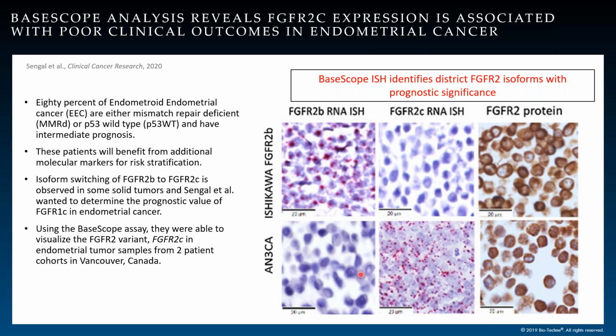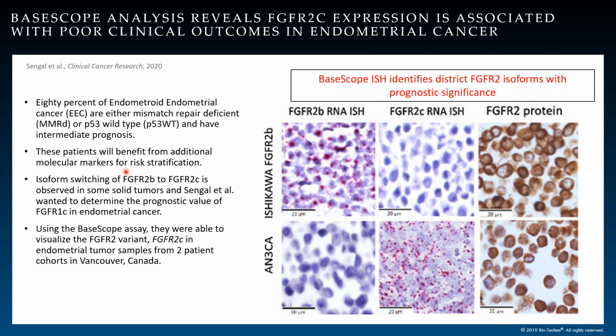In this next example, these researchers were studying endometrial cancer, and they wanted to identify a molecular signature for specific subtypes within these endometrial cancers. Some of these subtypes are known to have really poor prognosis or really good prognosis, but then there are these two subtypes called the MMRD or P53 wild type subtypes that have sort of an intermediate prognosis, which means it can basically be either good or bad based on the patient.